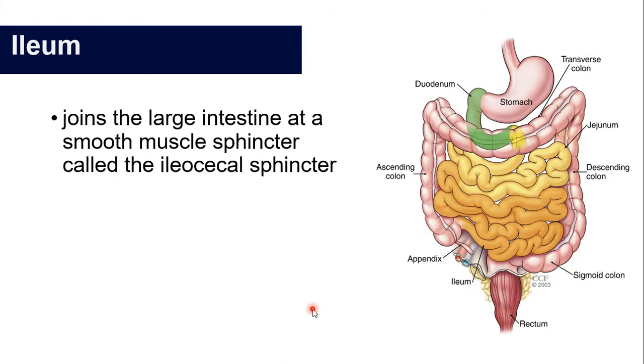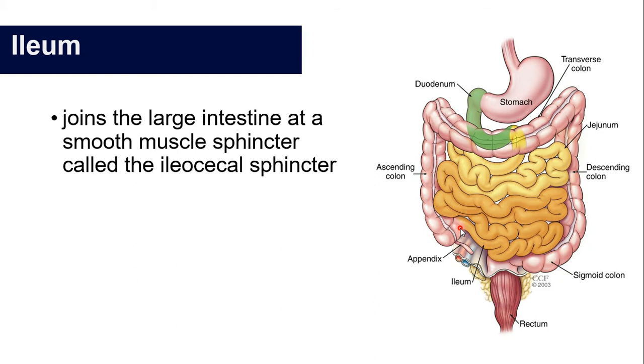Next is the ileum. This ileum, which is this part, joins the large intestine at the smooth muscle sphincter called the ileocecal sphincter. So that sphincter is found right here. The final and longest region of the small intestine is the ileum.